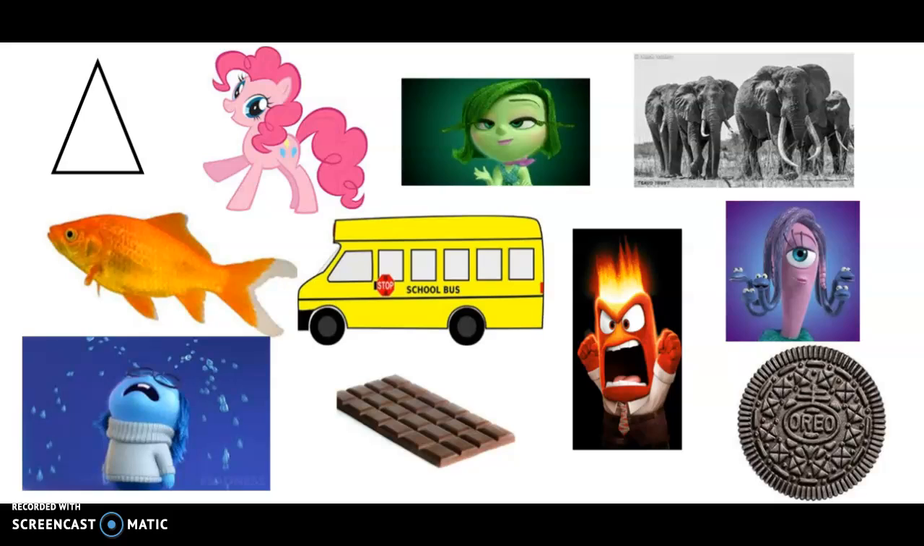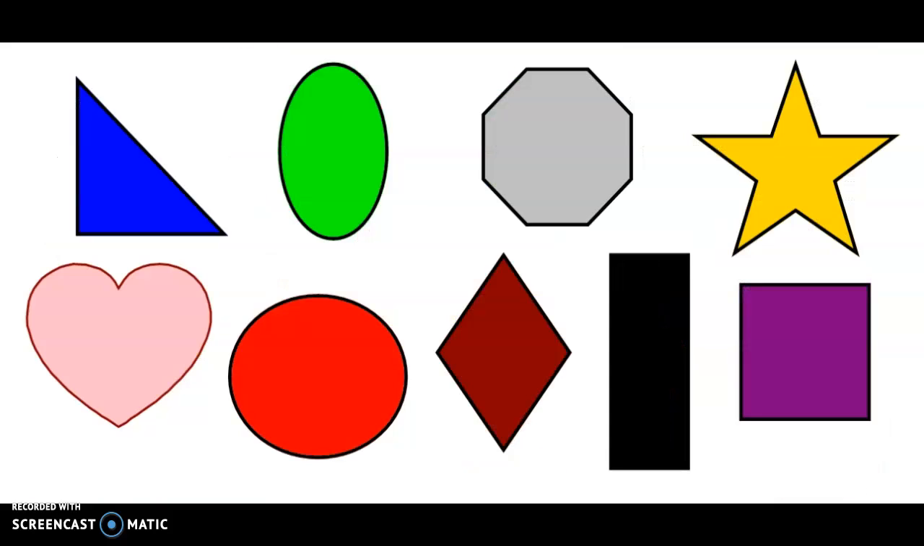Looking for some colors. What color is the fish? Not yellow. What is it? Orange. What color is disgust? Green. What color is Celia Wheelia? Purple. Can't hear my friend in the back. What color are the elephants? Gray.